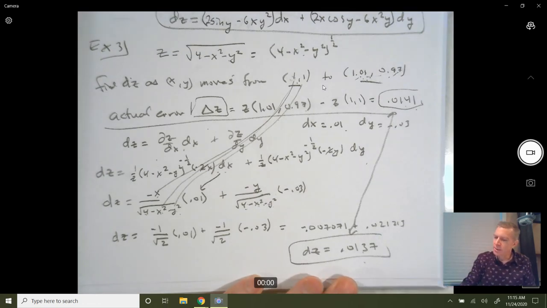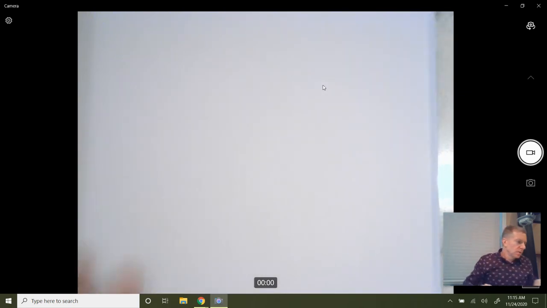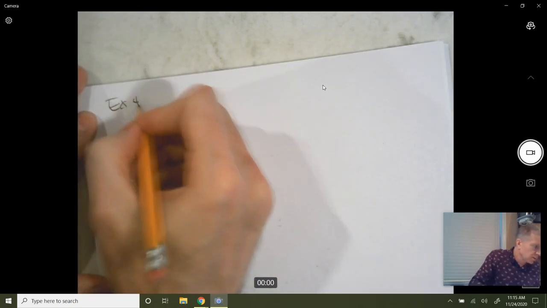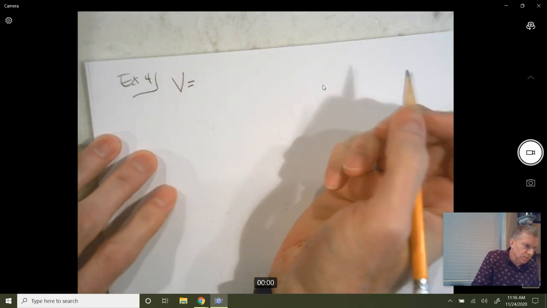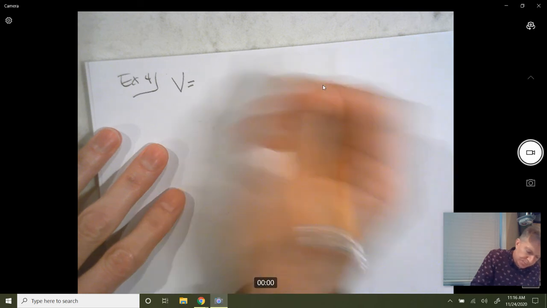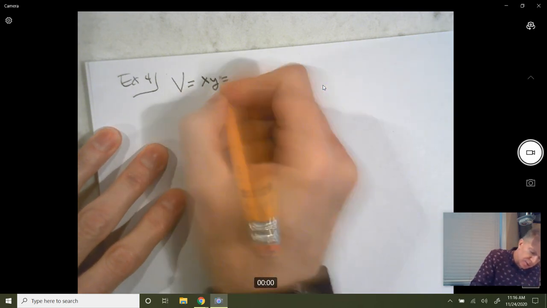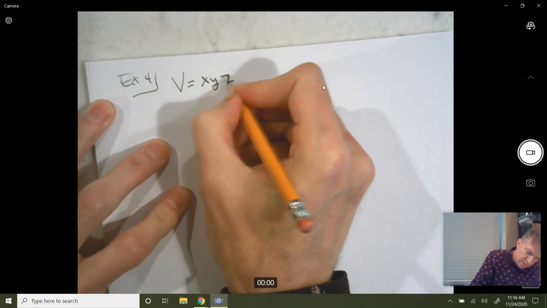Now let's do one more example. We'll go to example 4, and this is on page 907. So example 4. Now here we have a volume of a box. So volume is equal to length times width times height, or your x times your y times your z. And here's what your box looks like.